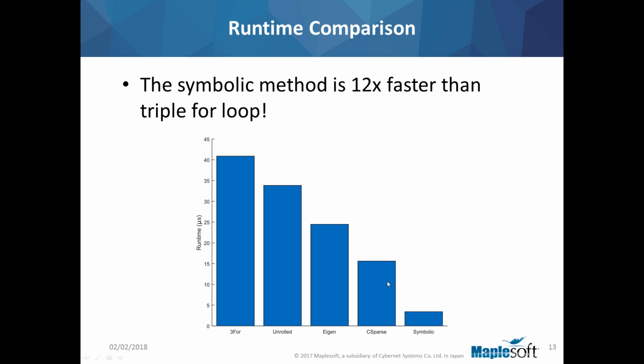The Eigen and C-sparse libraries are faster than the for loop ones, but you can see that they're not as fast as the symbolic ones. And this is because with the Eigen and C-sparse libraries, there's a lot of overhead involved in tracking which elements are 0 and which elements are non-zero. So they just can't be as fast as that symbolically specialized code.